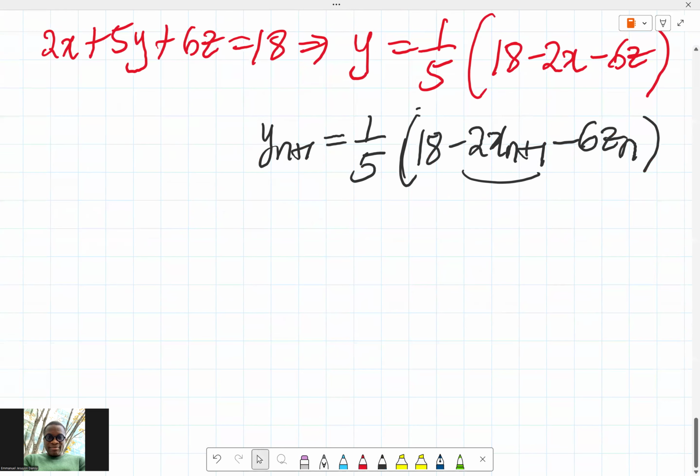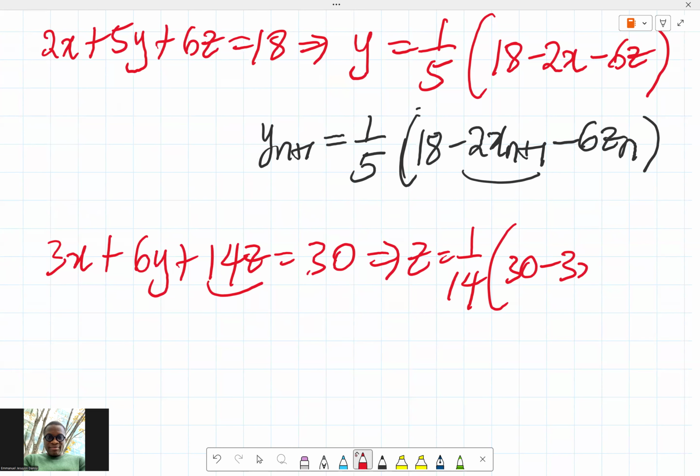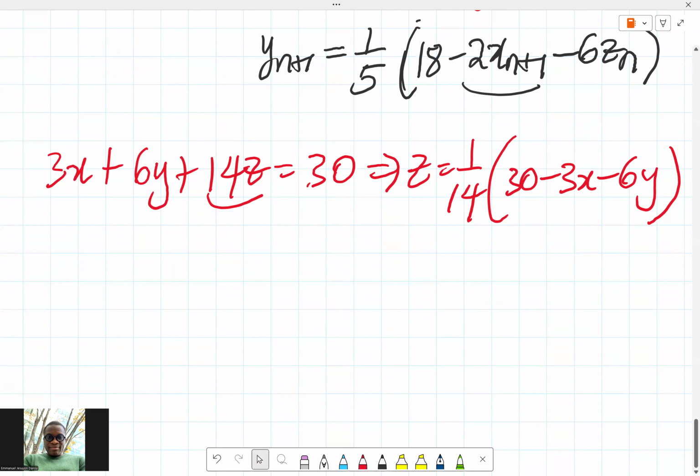So you take the third equation, 3x plus 6y plus 14z equals 30. The focus is on 14 now, the coefficient of z. So z is equal to 1 over 14 into 30 minus 3x minus 6y. That means the formula for that is going to be zn plus 1 equals 1 over 14 into 30 minus 3.